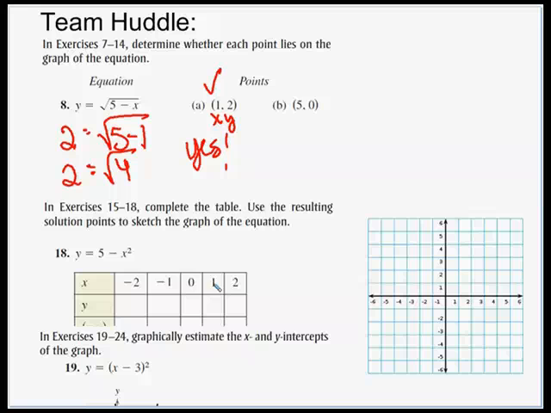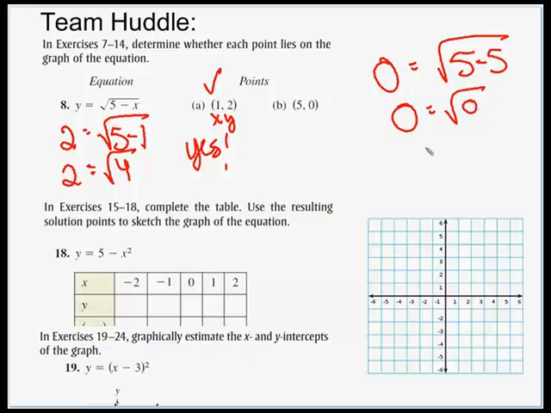Yes. Next, let's plug in 5 comma 0. Our y value is 0, so 0 equals the square root of 5 minus x, or 5 minus 5. Does 0 equal the square root of 0? Yes, it does. Check. Both of these points lie on the graph.